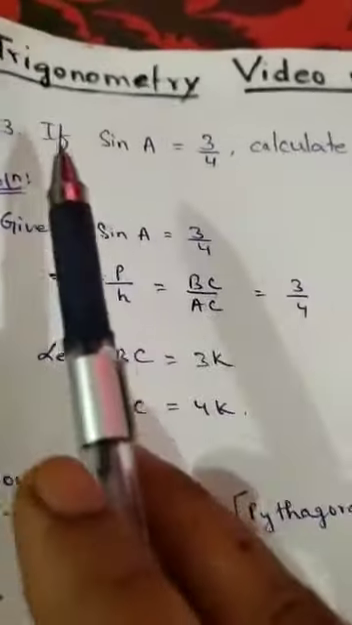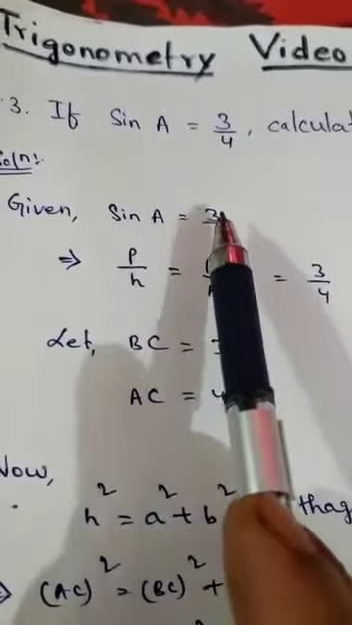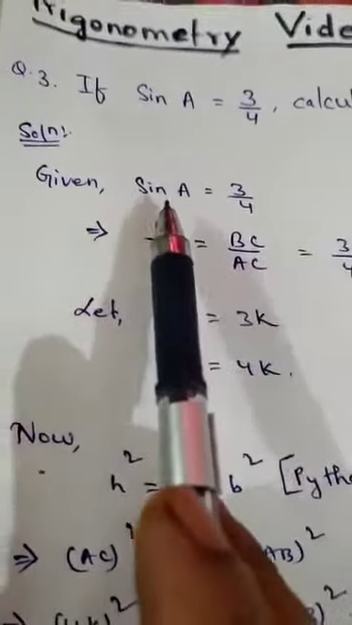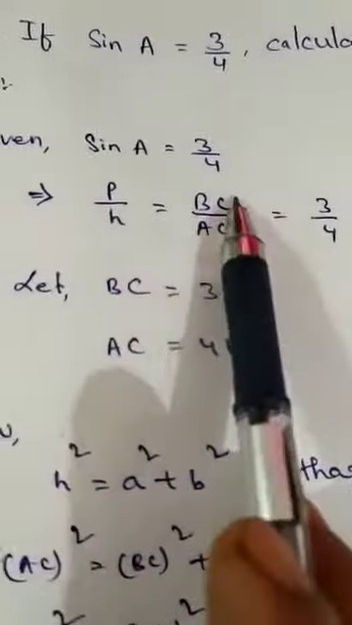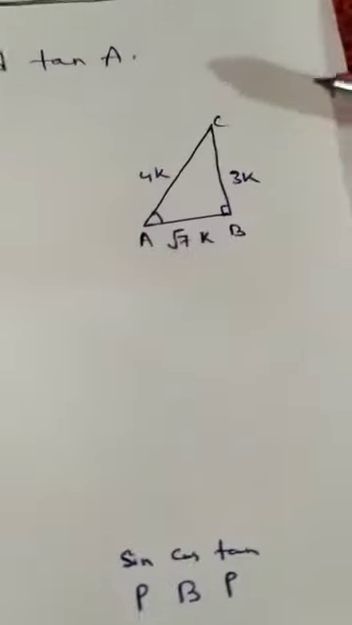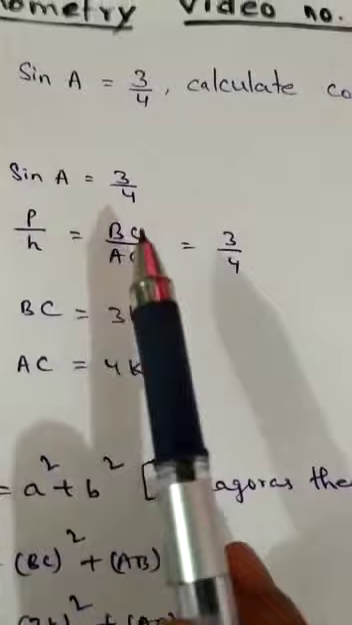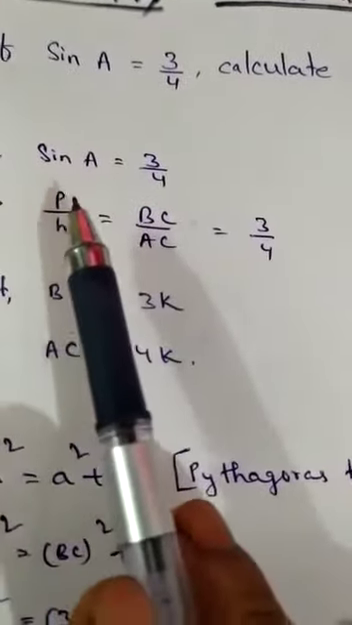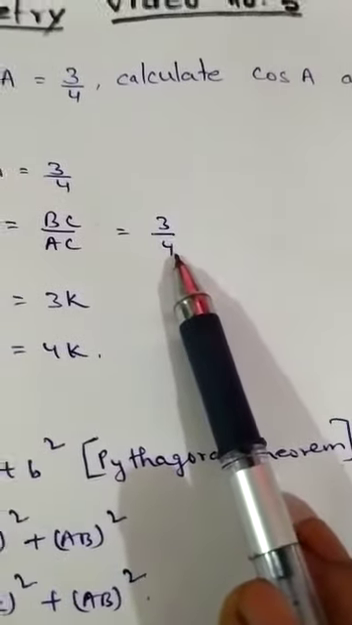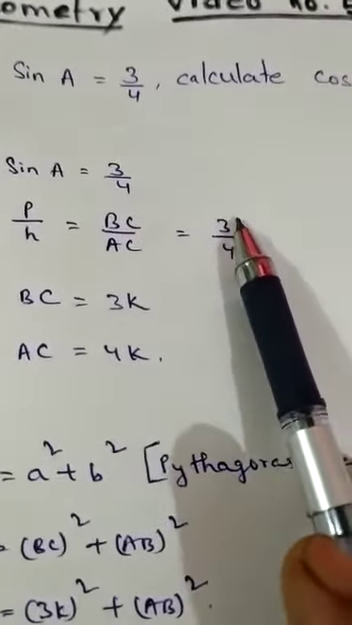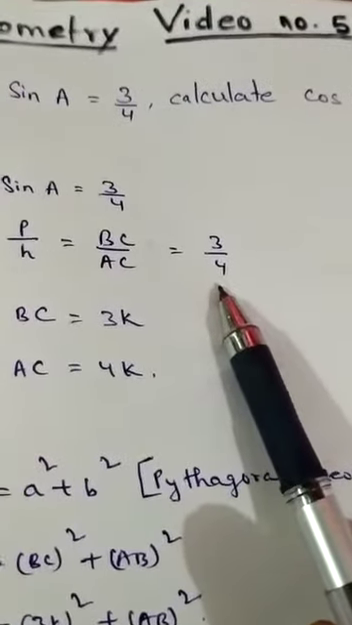See, it is given to us sin A is equal to 3 by 4. The formula of sin is P by H. Perpendicular is BC and hypotenuse is AC. So the ratio of perpendicular and hypotenuse is given as 3 by 4. Remember, this is not the value of P by H. It is a ratio of perpendicular and hypotenuse.